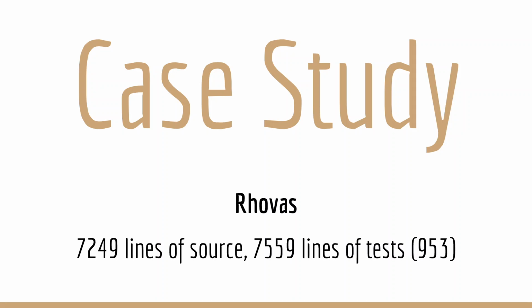So, on to our first case study. This is Rhovas, for you if you were at my talk earlier. This is the programming language I'm building. Lines as of last night: 7,249 lines of source code to implement the actual language, and there are 7,559 lines of tests. So 953 total tests.